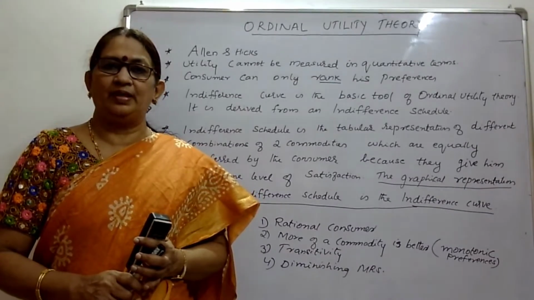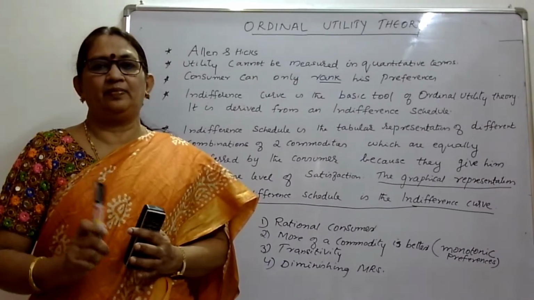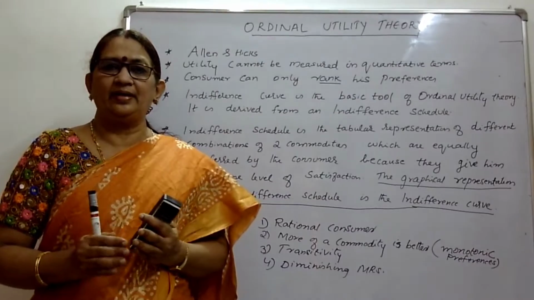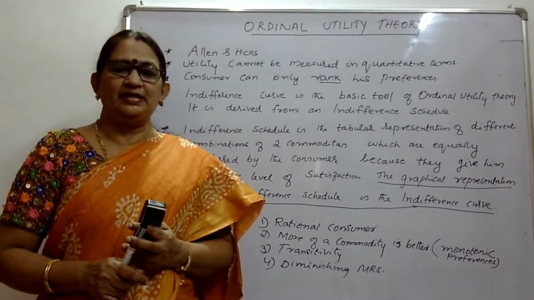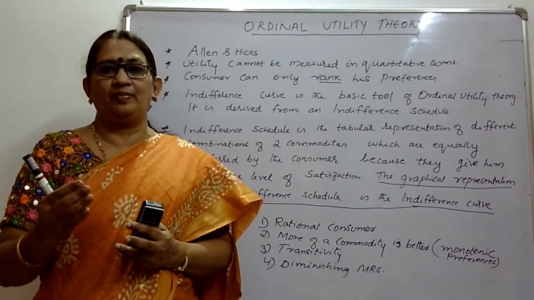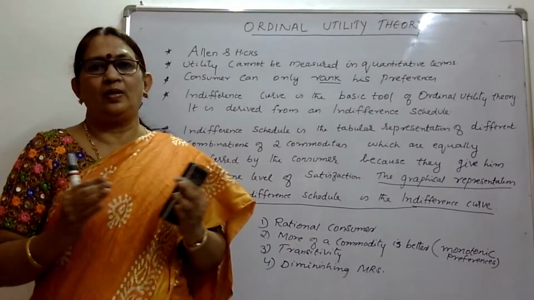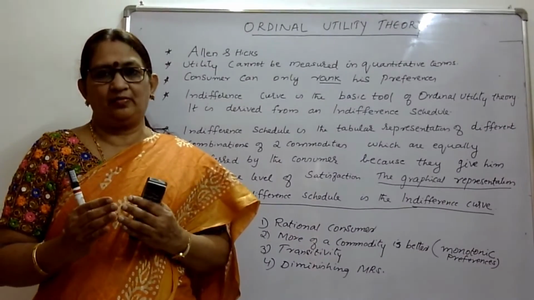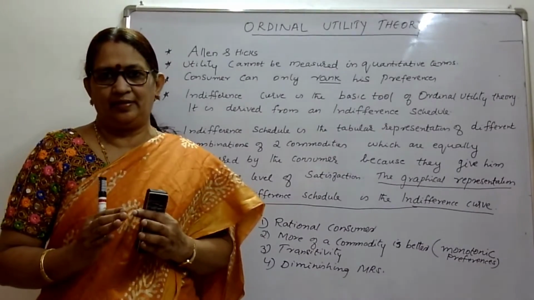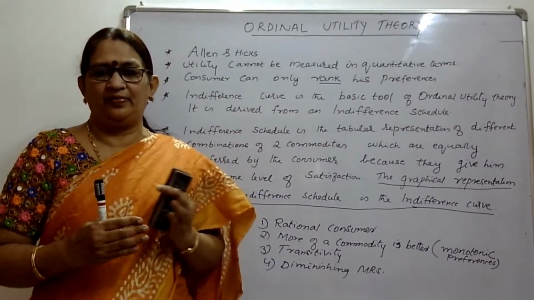According to them, a consumer cannot measure his utility. A consumer can only rank his preferences. If bundles of commodities are given, from those they can rank their preferences. The basic tool of ordinal utility theory is the indifference curve, which is derived from a table, the indifference schedule. The indifference schedule shows the alternative combinations of two goods from which the consumer makes choices according to his budget constraint. That means he can only choose, he can prefer, he can rank his preferences.